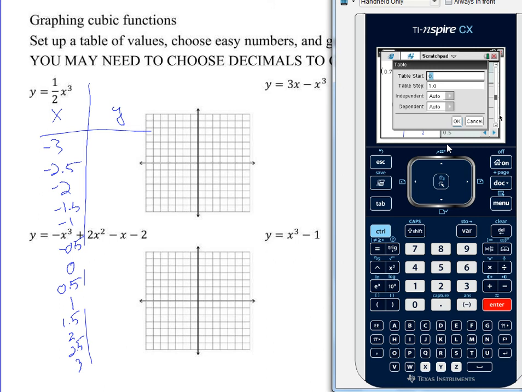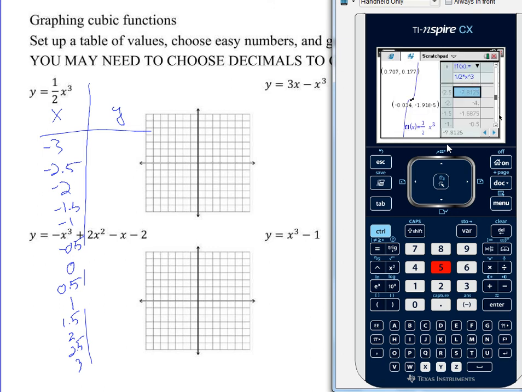Table start. I want my table to start where I was writing down my numbers. I started my table at -3, so let's start this table at -3. So type in -3. Go down to the next one. Table step means how much am I changing each time? For us, how much are we changing each time? 0.5. So I'm going to type in 0.5. Don't worry about independent and dependent. Just go down and press OK. And the table will change.